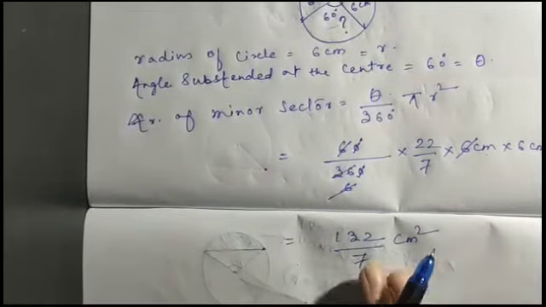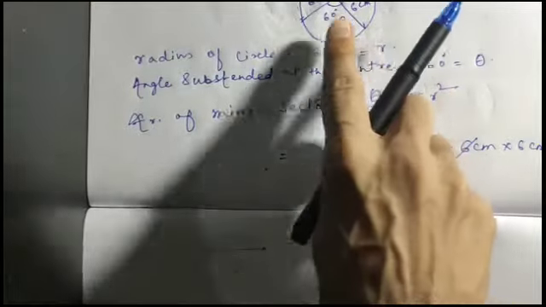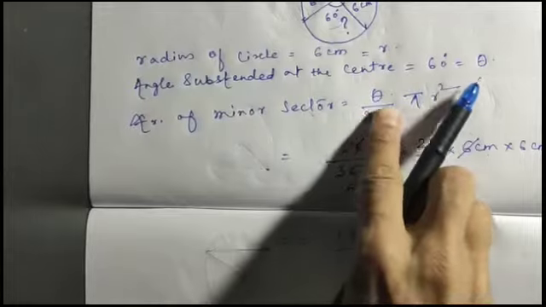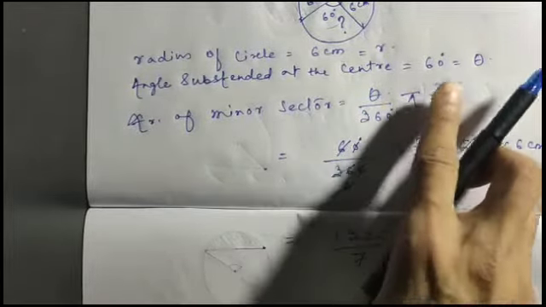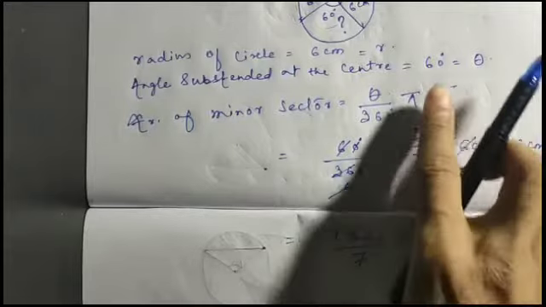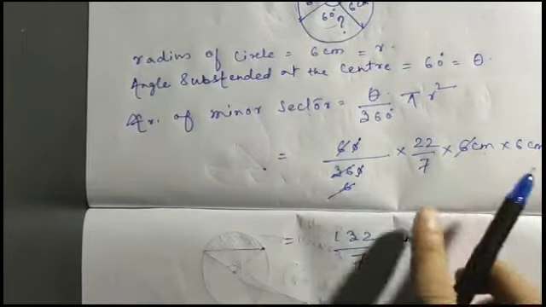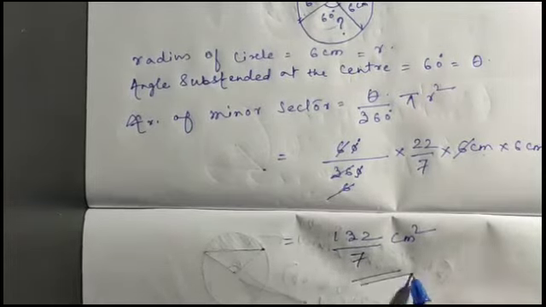So what we have done: radius of the circle is given, angle subtended at the center is given as 60 degree. So the area of the minor sector, the formula is theta by 360 pi r square. Theta value is 60 degree and radius is 6 centimeter. So we have substituted the values and after cancellation we got 132 by 7 centimeter square.